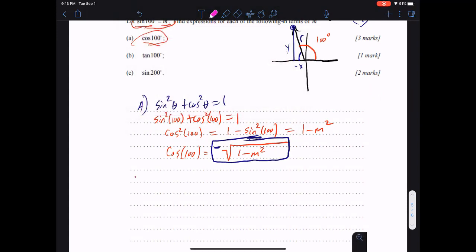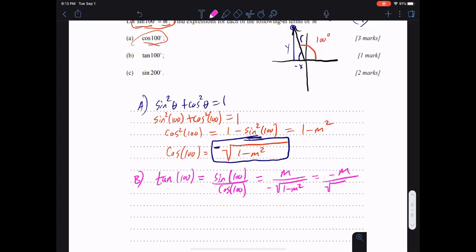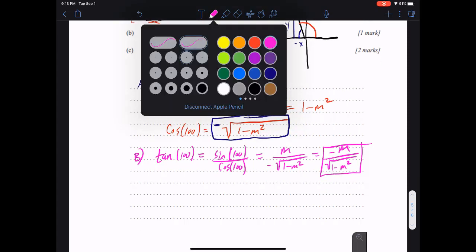Part B. This is tangent of 100. Tangent is a quotient of sine over cosine. So tangent of 100 is sine of 100 over cosine of 100. This is very common. All right, sine of 100 they told me was m. They told me that at the very beginning of the question. Cosine of 100 I just found. This is negative square root of 1 minus m squared. That negative on the bottom, I can move it to the top if I were so inclined. This is the same thing. And then I would just leave my answer like that, and I wouldn't try to rationalize it. Not much to it, really. If you know what you're doing, this question doesn't take very long, actually.